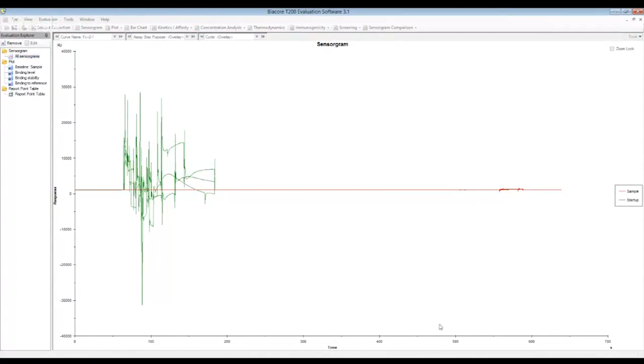Okay. Next, we want the kinetics. So I'm going to click on kinetics. I'm going to fit it to a 1-to-1 binding. One more thing I want you to explore is the parameters. We'll talk a little bit about it later.